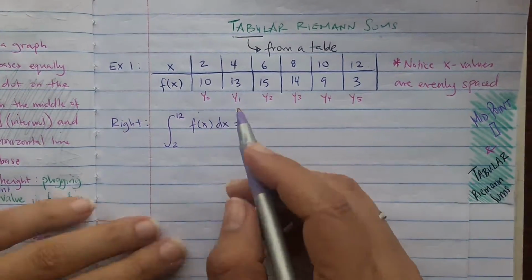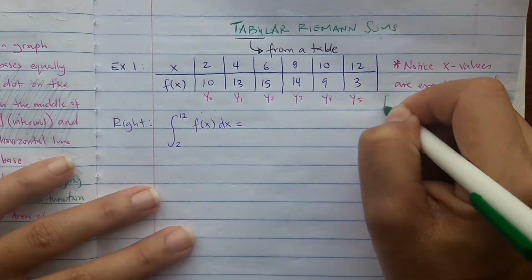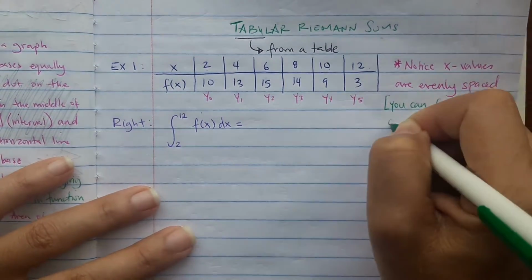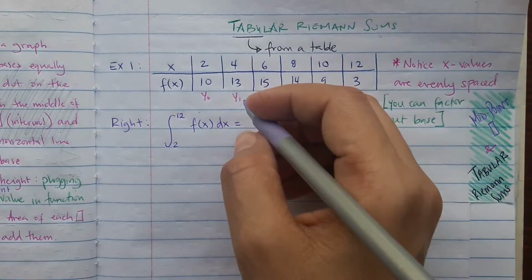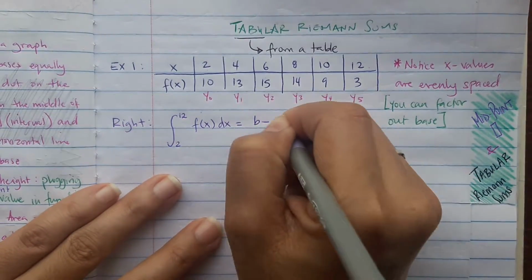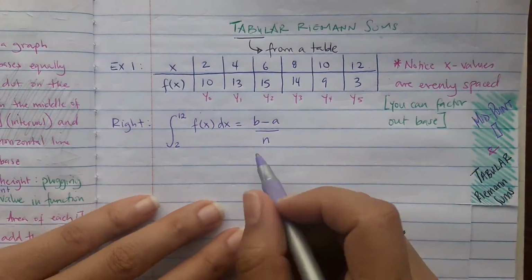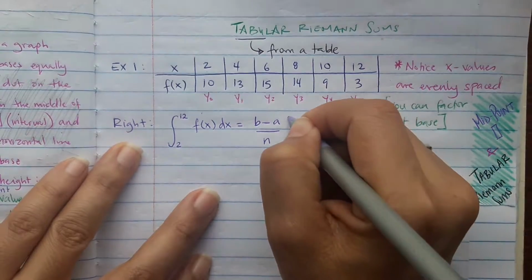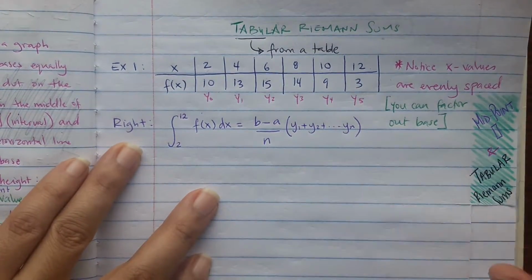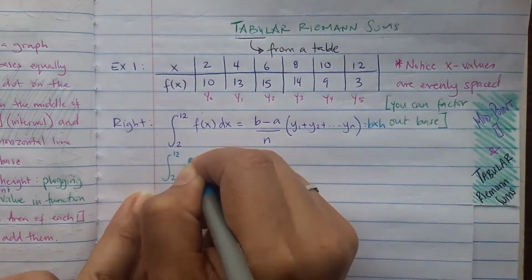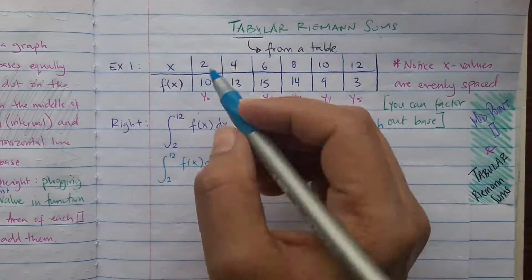And remember the formula. You can factor out the base. If you remember from the formula when we were doing it from the right, we could factor out the base instead of doing each base times height plus the base times height for the next one and so forth. So factor out the base, which is b minus a over n, and then multiply that by the sum of all the y values except the very first one, because this is from the left.